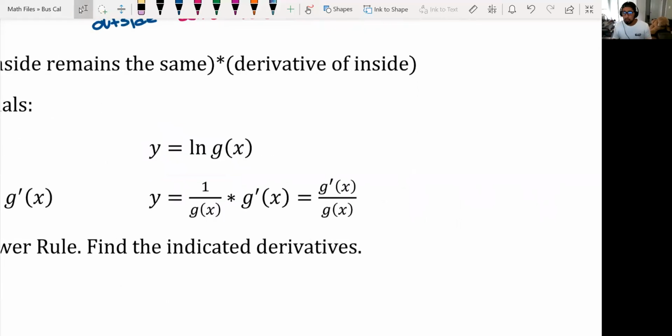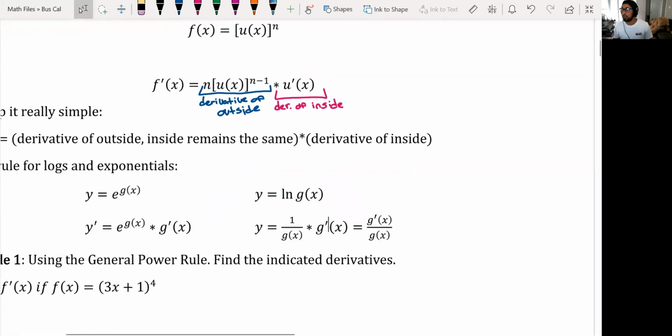And then for the natural log, if you have the natural log of some function g of x, then the chain rule derivative is going to be 1 over g of x times the derivative of the inside function, g prime of x. So you get 1 over g of x times g prime of x, and you can put it together to become g prime of x over g of x, because you just multiply the fraction together. So that's what that becomes. All right, not crazy, right?